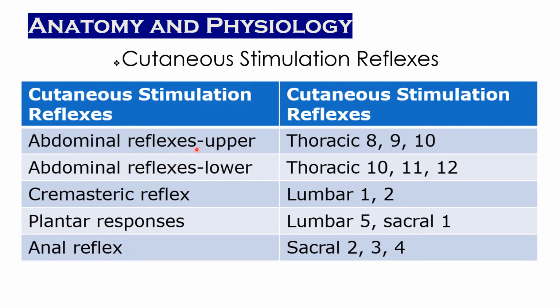For the abdominal reflex, upper, involved are thoracic 8, 9, and 10. For abdominal reflexes lower, the involved spinal cord is thoracic 10, 11, and 12. For the cremasteric reflex, it involves lumbar 1 and 2, while the plantar response involves lumbar 5 and sacral 1. For the anal reflex, sacral 2, 3, and 4.